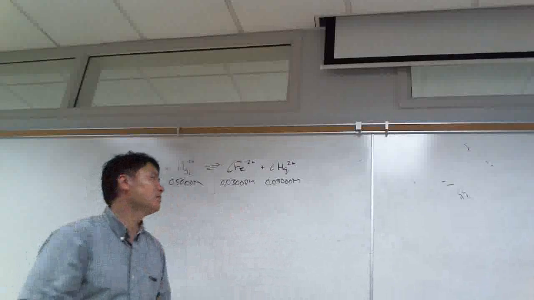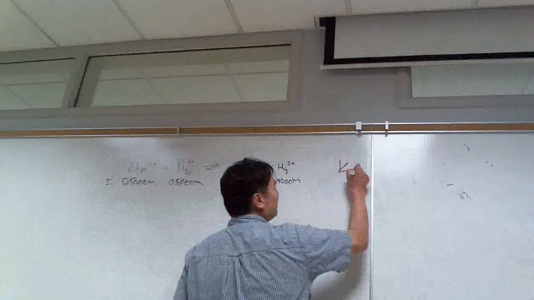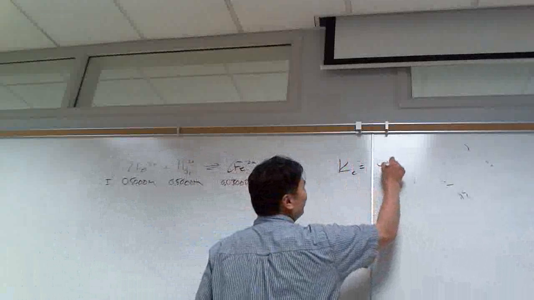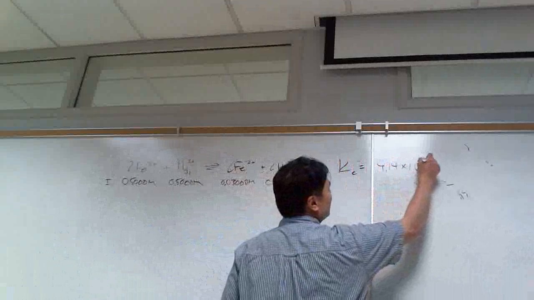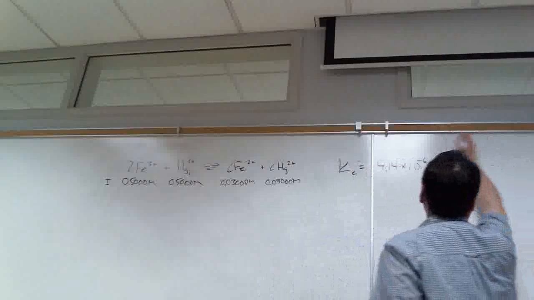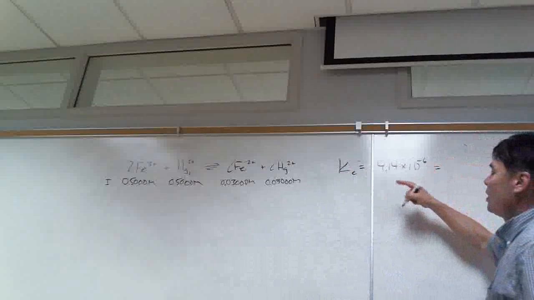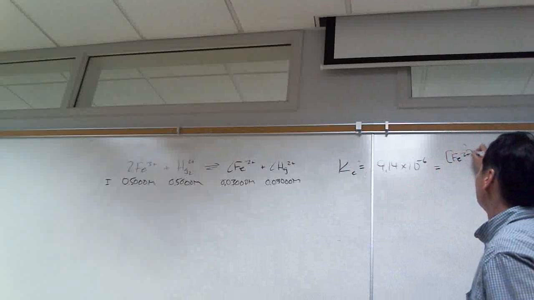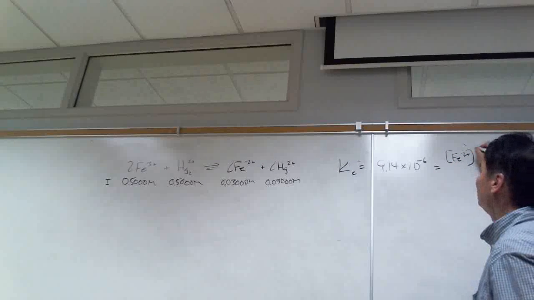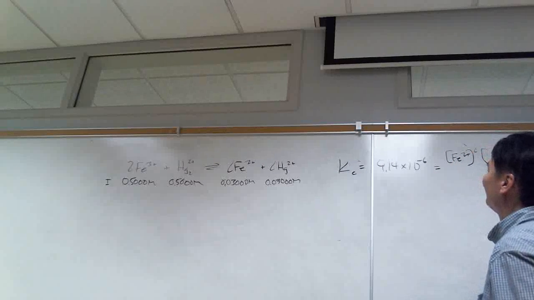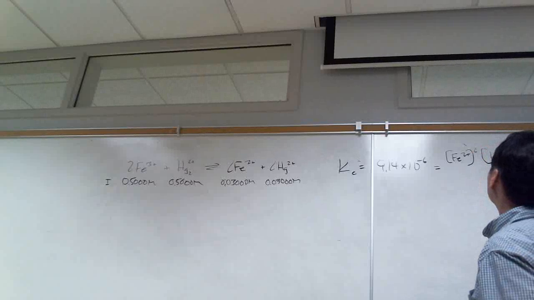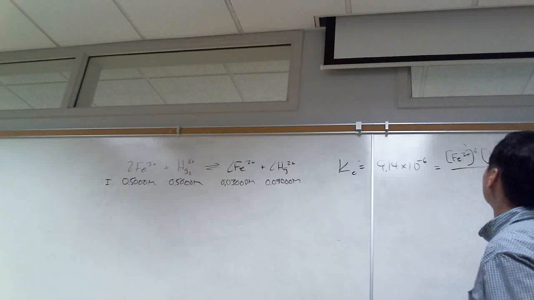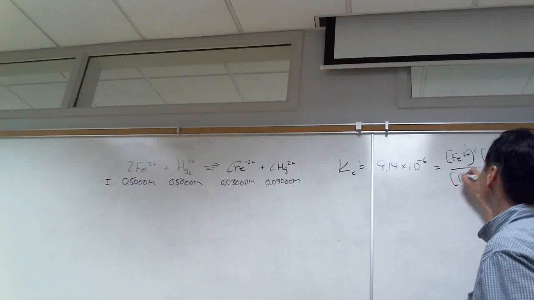But we have to be careful sometimes. Kc was 9.14 times 10 to the minus 6. It's pretty small. And this is going to be the ratio of the products to reactants. But when we look at that ratio, we have to be careful because there's a nonlinear effect that happens. And that nonlinear effect is this.